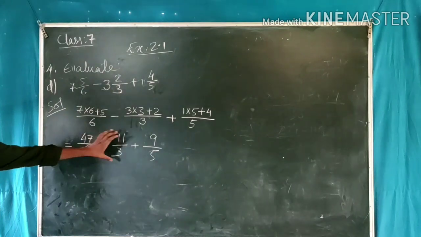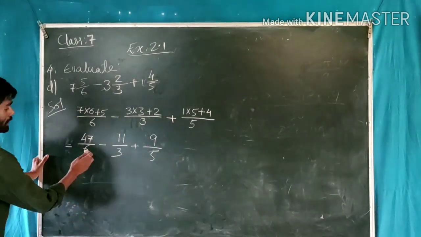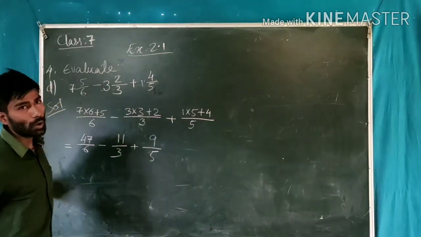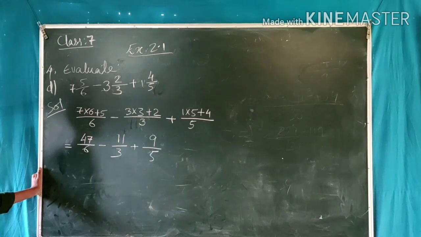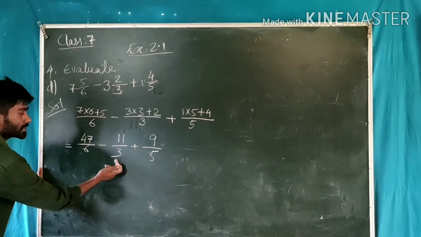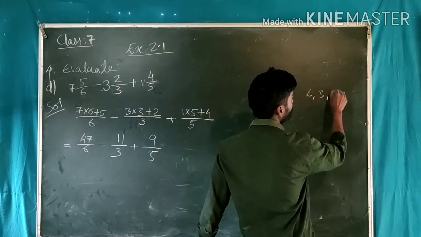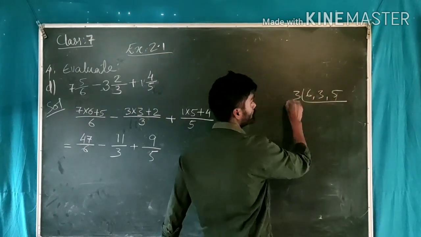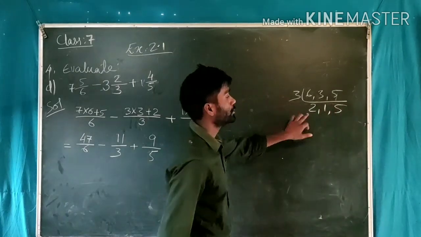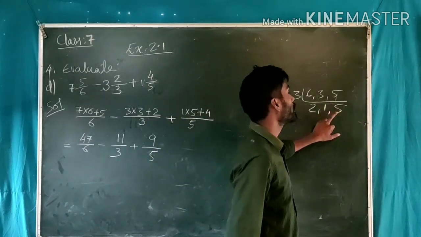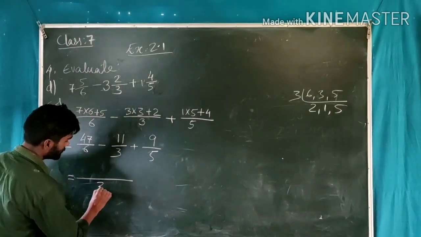Now we have converted these into improper fractions. Now we will solve it. When there is a plus or minus between fractions, we are going to solve it by finding the LCM. So here, 6, 3 and 5, we will find the LCM. 6, 3 and 5. 3 2s are 6, 1 times 5. 6 into 1, 6 into 5, that is 30. So the LCM is 30.